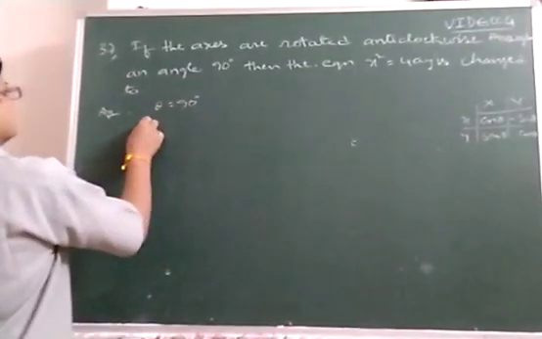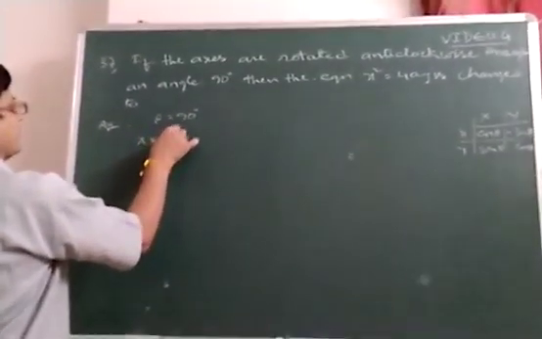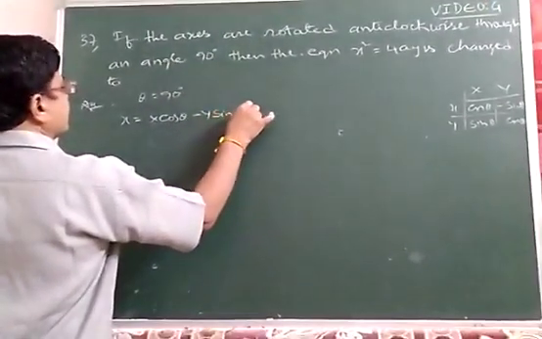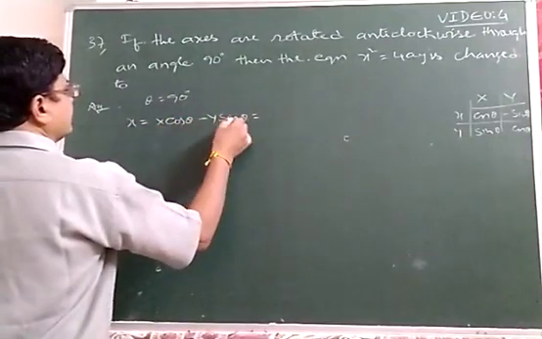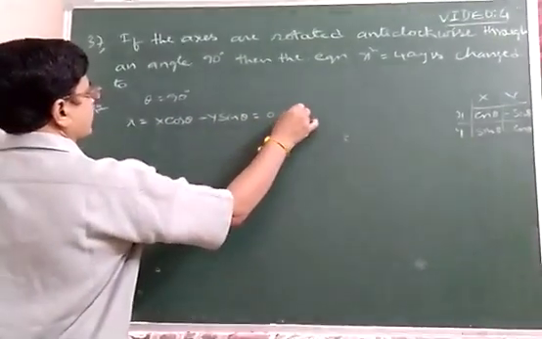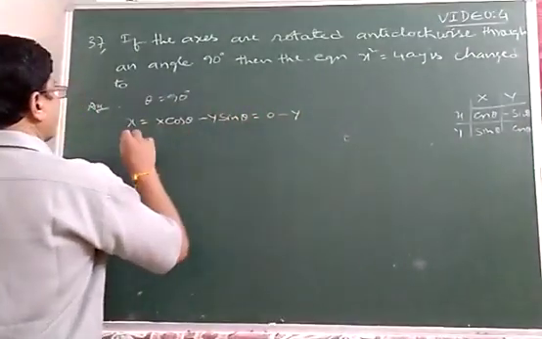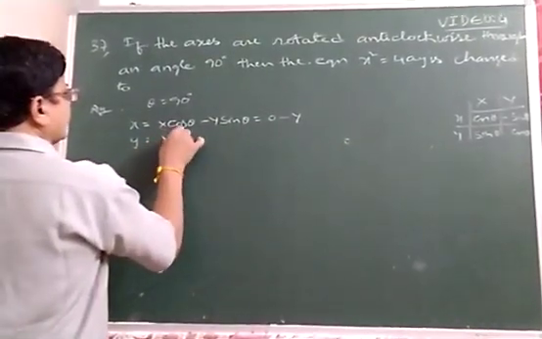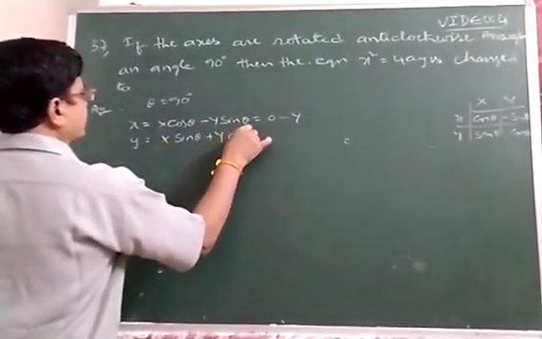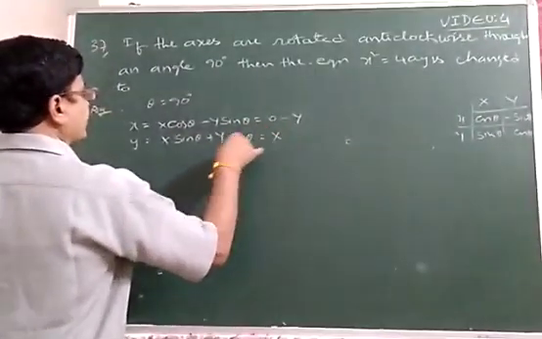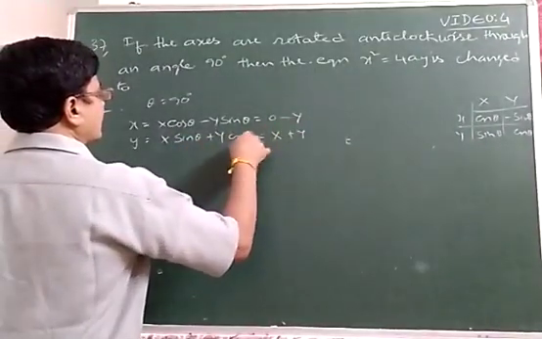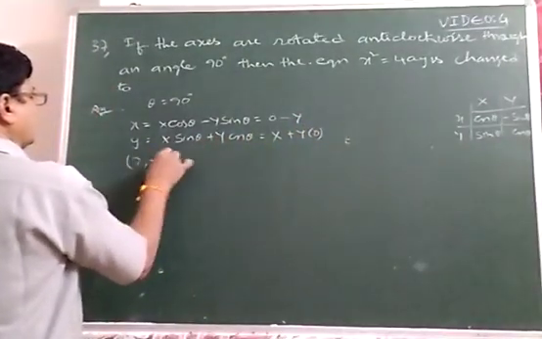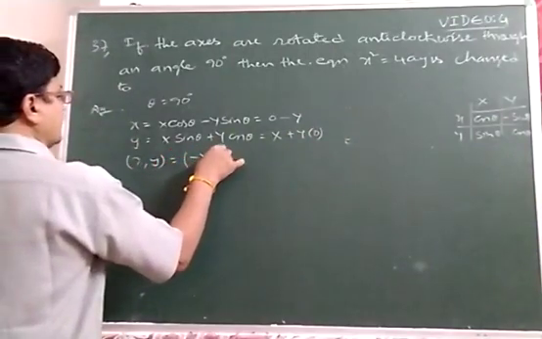Then the transformed point small x is equal to capital X cos theta minus capital Y sin theta. So theta is 90 degrees, cos 90 is 0, sin 90 is 1, so small x is equal to minus capital Y. And small y is equal to X sin theta plus Y cos theta, that is equal to X into sin 90, which is 1, plus Y into cos 90, which is 0. So small x comma small y is equal to minus capital Y comma capital X.